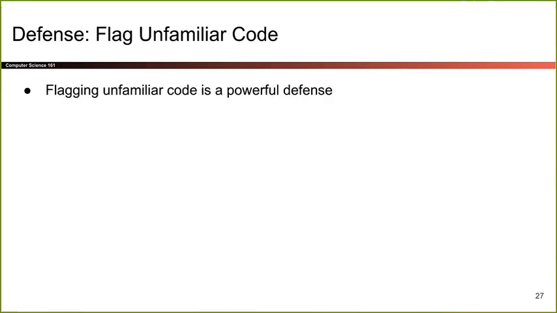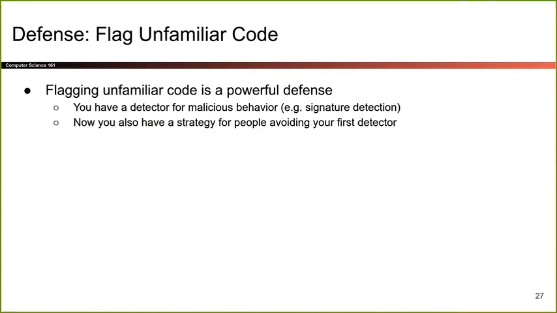So flagging unfamiliar code is great because now you have two pieces of detection that work together. You have a detector for malicious behavior, so that's the signature-based detection. Then you have an unfamiliar code flagging defense, which is kind of like specification-based or whitelisting. And that will catch people avoiding your first detector. So basically, you have the whitelist and the blacklist working together. You have a whitelist for what's allowed, and you have a blacklist for what's not allowed. And if you put these two things together, you're going to make the attacker's job very, very hard.